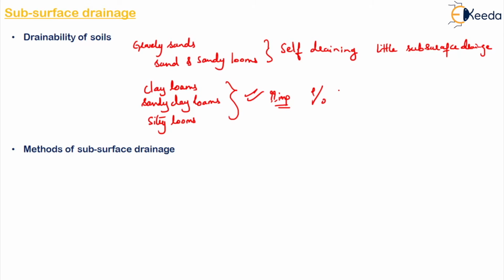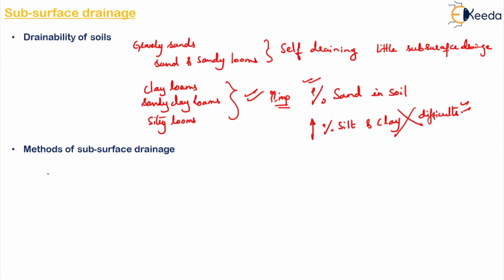Normally, the percentage of sand available in the soil will help us determine how drainable the soil is or not. If there is a very high percentage of silt or clay in your sand, then providing the subsurface drainage will become very difficult, or it will be very problematic.